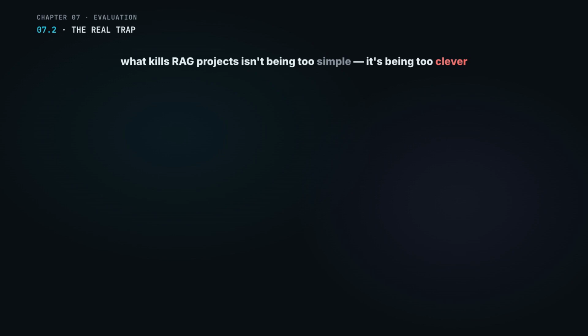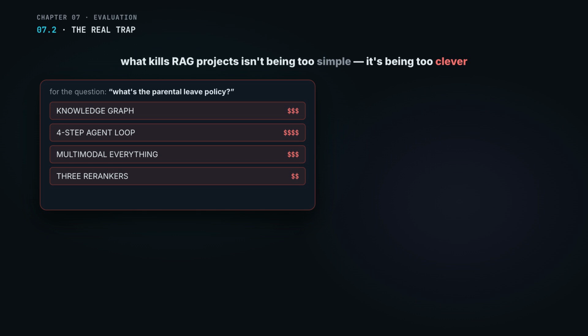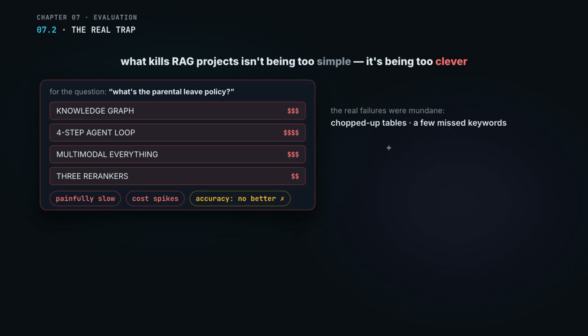The pattern repeats everywhere. A team proudly ships a knowledge graph, a multi-step agent loop, and multimodal everything, for a support bot whose single most common question is, what is the parental leave policy? The result? Painfully slow answers, a huge jump in cost per query, and accuracy that is no better than before, because their actual failures were mundane: chopped up tables, a few missed keywords, the kind of thing a single day of hybrid search and re-ranking would have quietly solved, now dressed up as a deep architecture problem.